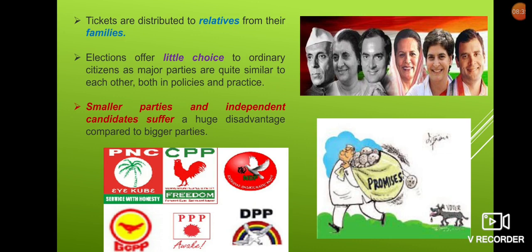So there is no choice among the voters as to which party they need to prefer and which party they want to ignore. The next challenge is that smaller parties and independent candidates suffer a huge disadvantage compared to the bigger parties. Although we say that the elections in our country are independent, free and fair, there is still a lot of chance of the effect of the bigger parties on the smaller parties.